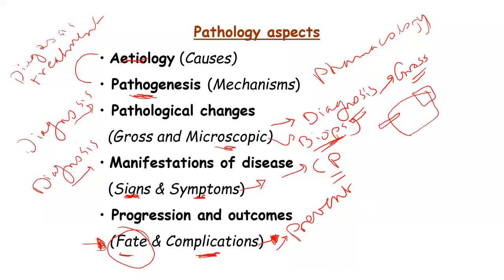They are going to ask about the fate of each disease for their own patient. In the pathology aspects, you learn a lot about the diseases: the etiology, the pathogenesis, the pathological changes, and the manifestations of the disease. A lot will be taught about the clinical branches later on, but you are going to start to know this clinical picture from pathology here, and you need to know the progression and outcomes, which are the fate and complications of each disease.